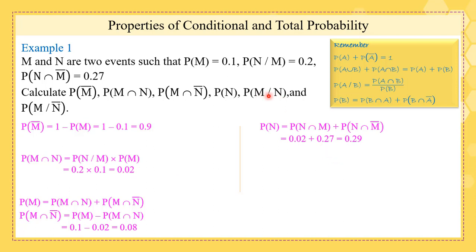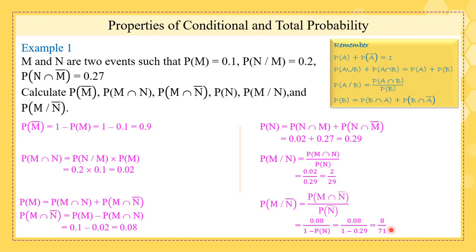Now we need P of M given N. Applying the property of conditional probability, M given N is M intersection N over N. We know both of them. We just substitute. We get 2 over 29. And finally, M given N bar, we also use the rule of total probability. And this would be the final answer.